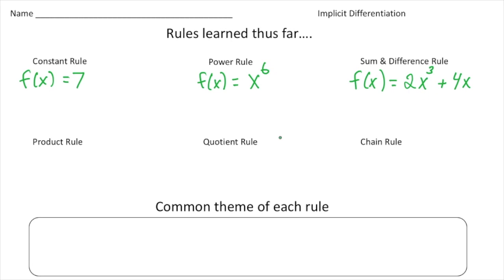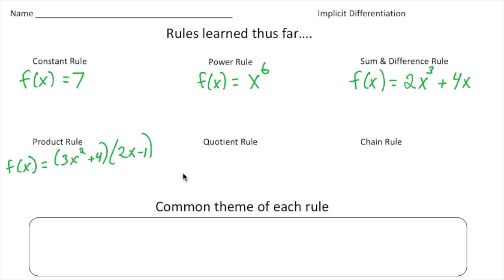Then you learned about the product rule. The product rule would be appropriate for finding the derivative of a function like 3x squared plus 4 times 2x minus 1.